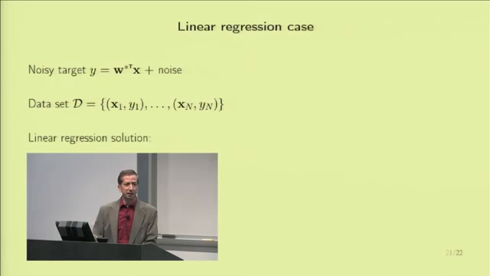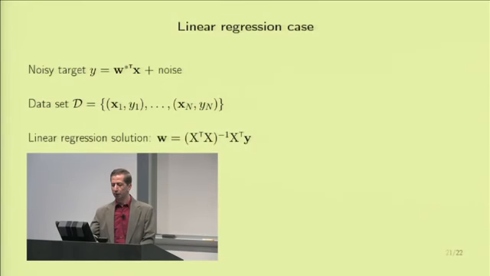Now, do you remember the linear regression solution? Regardless of what the target function is, you look at the data, and this is what you get for the solution. You take the input data set and the output data set, you do this algebraic combination, and whatever comes out is your output of the linear regression. This is your final hypothesis. Okay, we have done that.